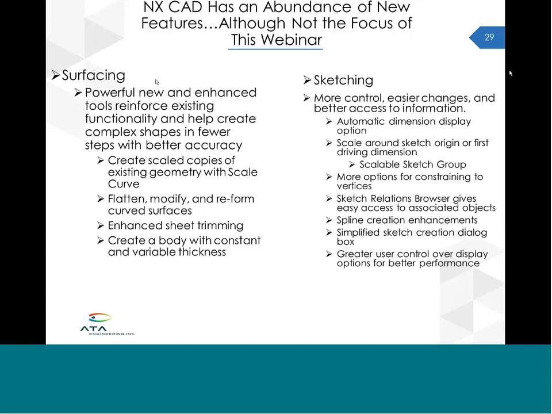Oftentimes that's at odds with the manufacturing process anyway, because rarely are manufacturing operations performed on curved surfaces. They're formed on blanks or flat parts that are only then curved and bent and shaped in the final part of the operation. So this ability to flatten, operate on, and reform curved surfaces really goes a long way towards addressing some of those difficulties. There's also additional support for enhanced trimming of sheet bodies, as well as new capabilities that allow you to create a body with variable thickness.